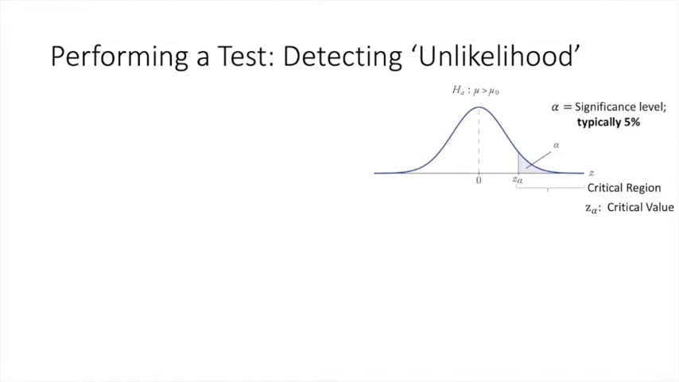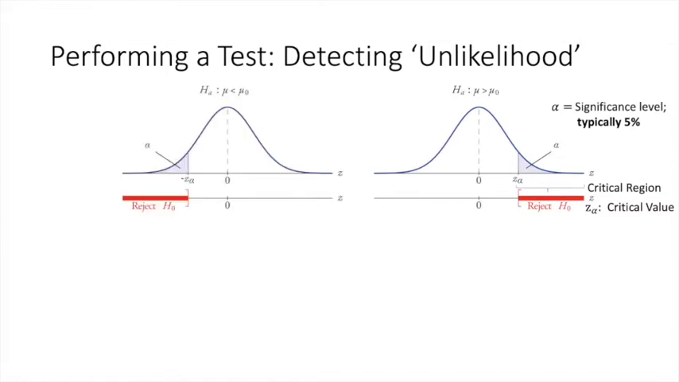Alpha is shaded as per how we framed the alternative hypothesis. Here, the alternative hypothesis checks if the actual mean is greater than the mean under the null hypothesis, that is mu naught. Therefore, the observed sample mean must fall in the right or upper tail of the normal distribution. If instead the alternative hypothesis contends that the actual population mean is below mu naught, then the critical region is in the lower or left tail.